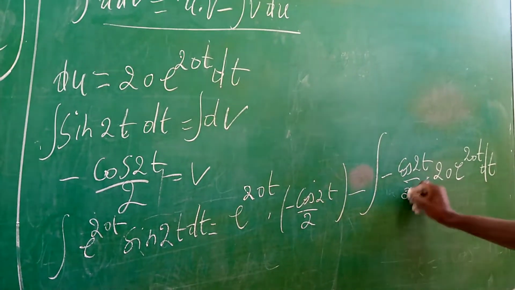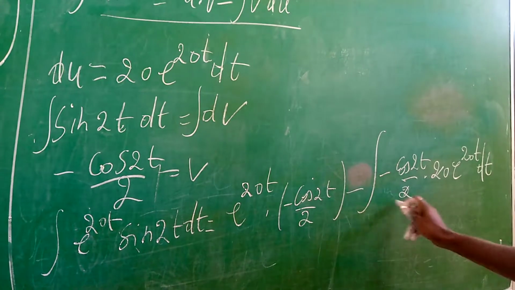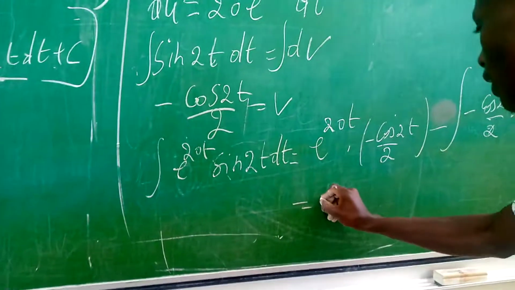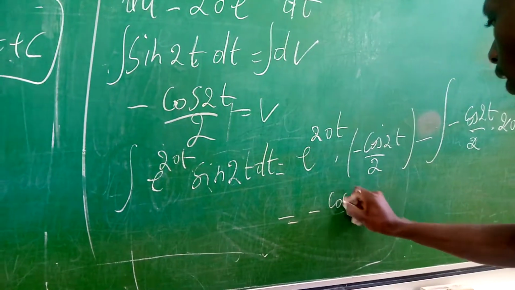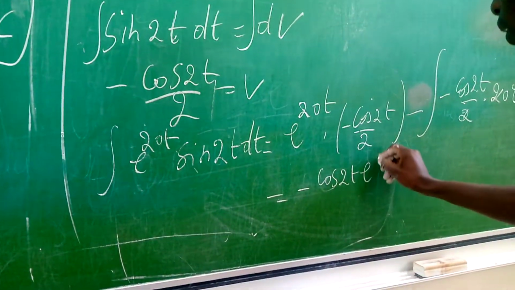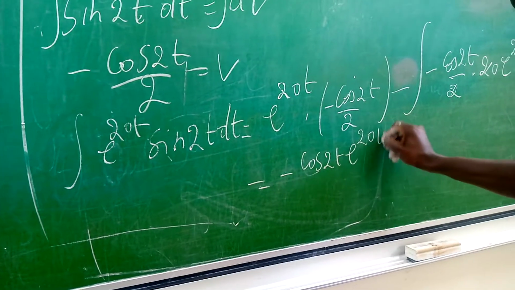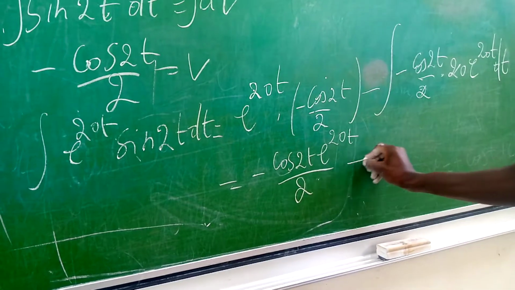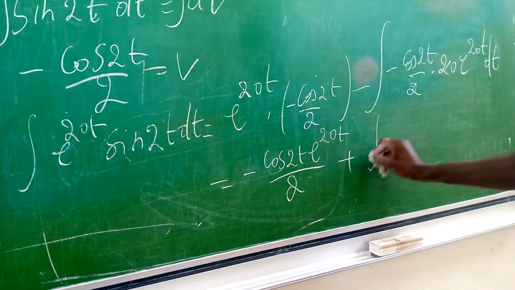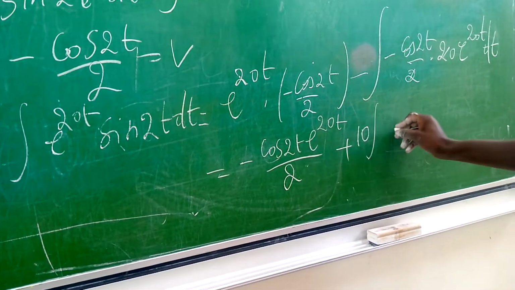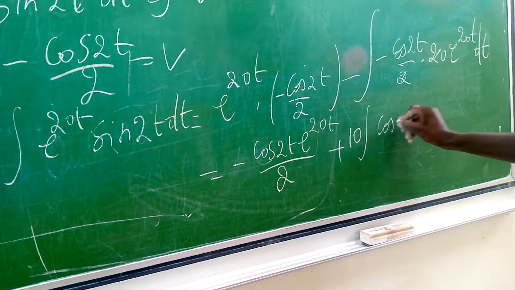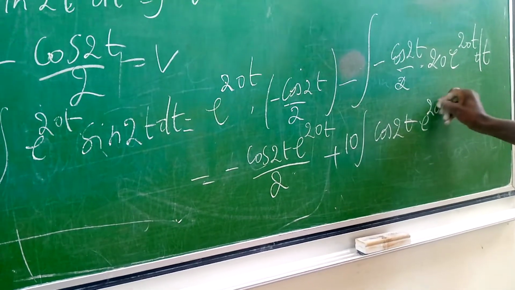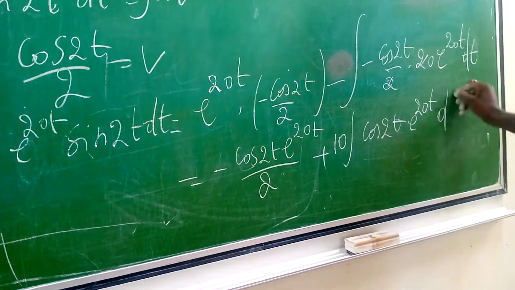Then here we simplify, and we get 10, and then this negative, and then we remain with negative cosine 2t e to the power 20t over 2, plus the integral of 10 cosine 2t e to the power 20t dt.